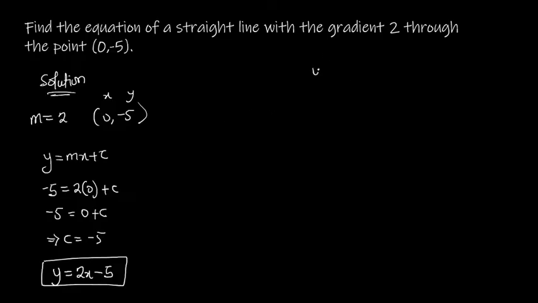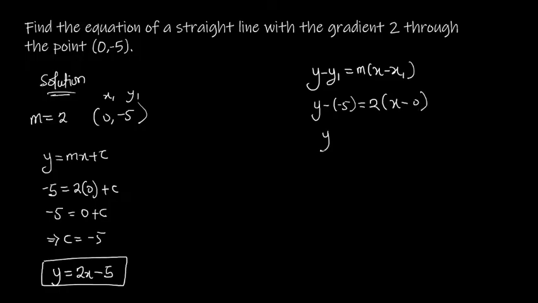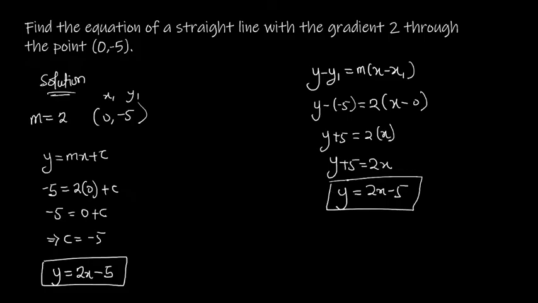Alright, so let me use the other formula, which is y minus y1 is equal to m into bracket x minus x1. So from here, this becomes my x1 and y1. So I write y minus y1, which is -5, is equal to the gradient, which is 2, multiplied by x minus x1, which is 0. So I have y plus 5 is equal to 2, multiplied by x, since this is 0. So I have y plus 5 is equal to 2x, and I can rewrite this as y is equal to 2x minus 5. So this becomes my equation of the straight line.